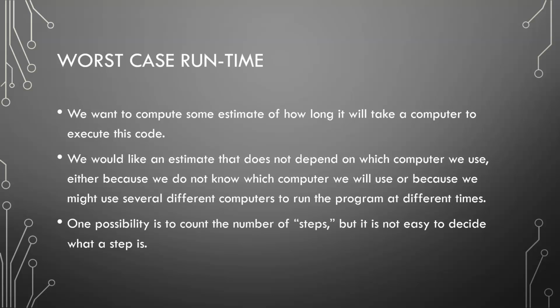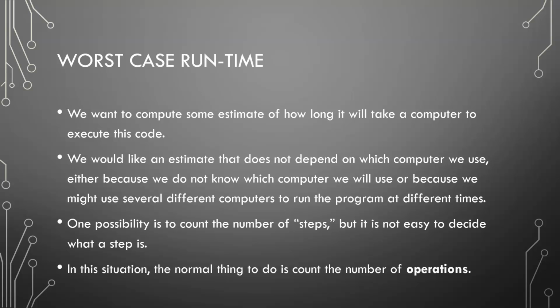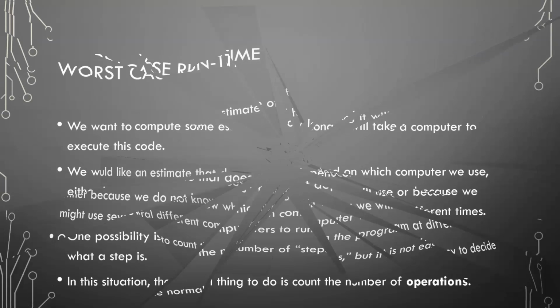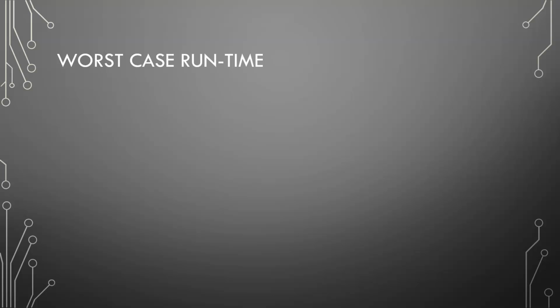Now, one possibility, of course, is to count the number of steps. But it's not necessarily easy to decide what a step is. We actually did some of this back in Programming 1. We looked at a bubble sort versus a selection sort. We used a counter that kept track of each iteration. So in this situation, the normal thing to do is to count the number of operations, which is like what we did with the counter. Every time it would move through the sort, it would increment this counter so we could keep track of the number of counts.